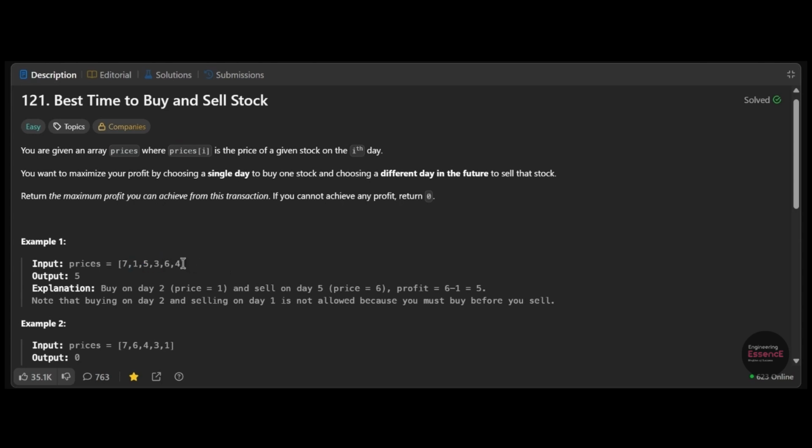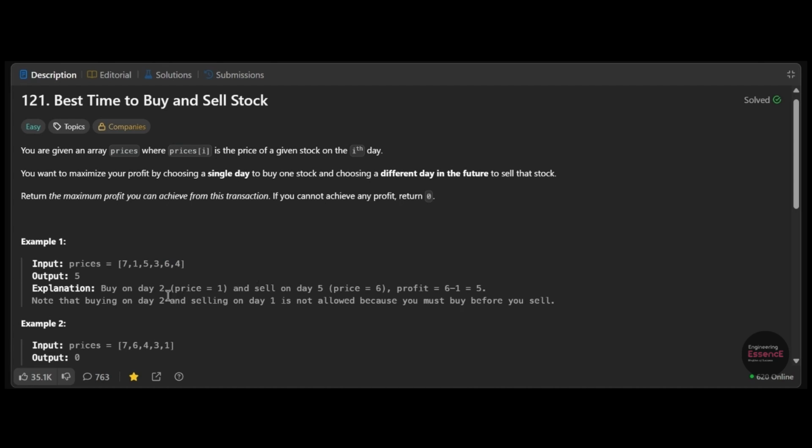If we sell the stock on the day where the price is 6, we get the maximum profit of 5. The buying price is 1 and the selling price is 6, so the maximum profit is 5. And if we sell the stock on the day where the price is 4, we get a profit of 3. So the maximum profit comes when we buy the stock on the day when the price is 1 and sell it on the day when the price is 6. This pair alone gives the maximum profit.